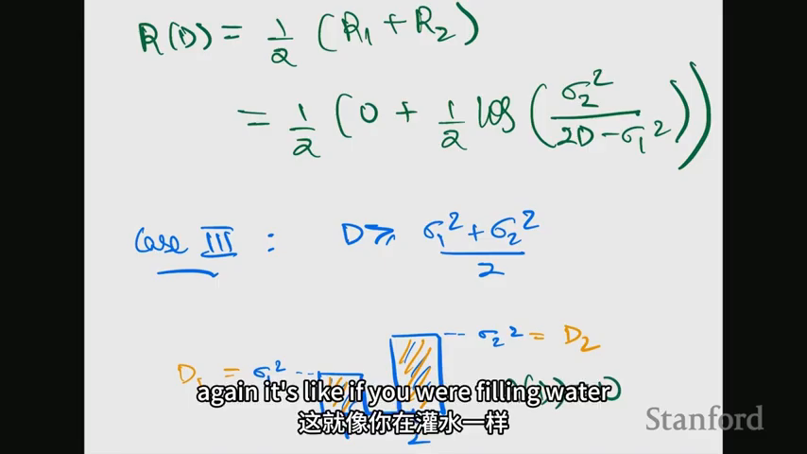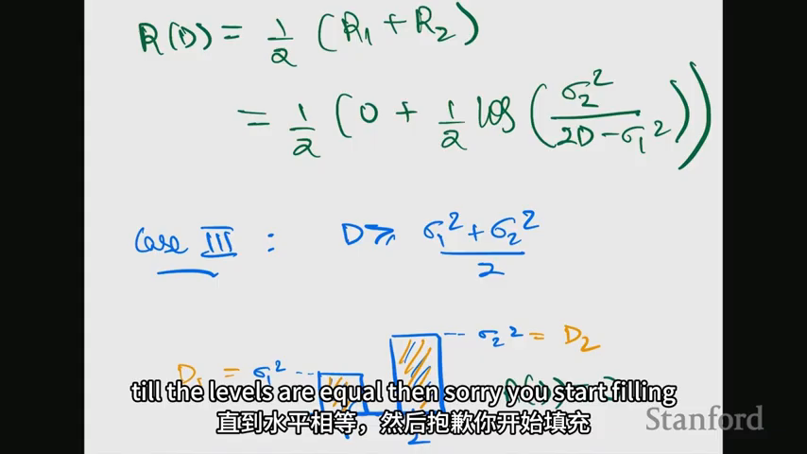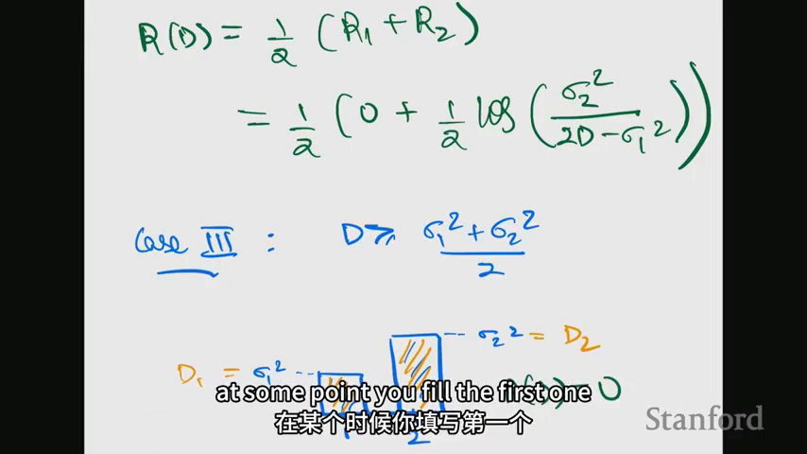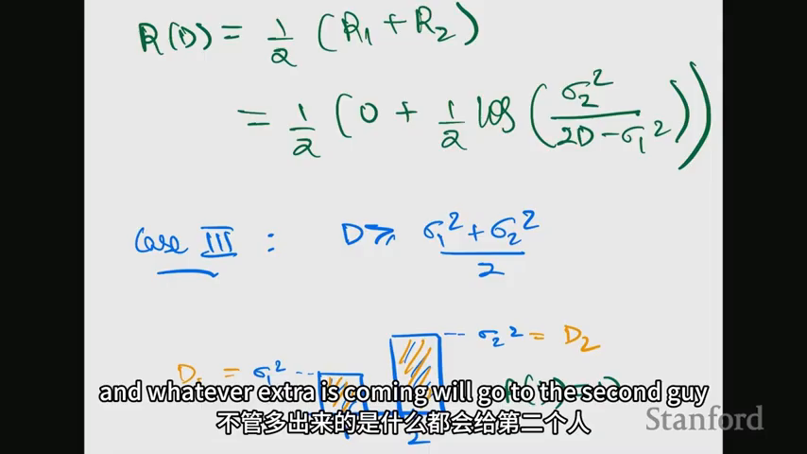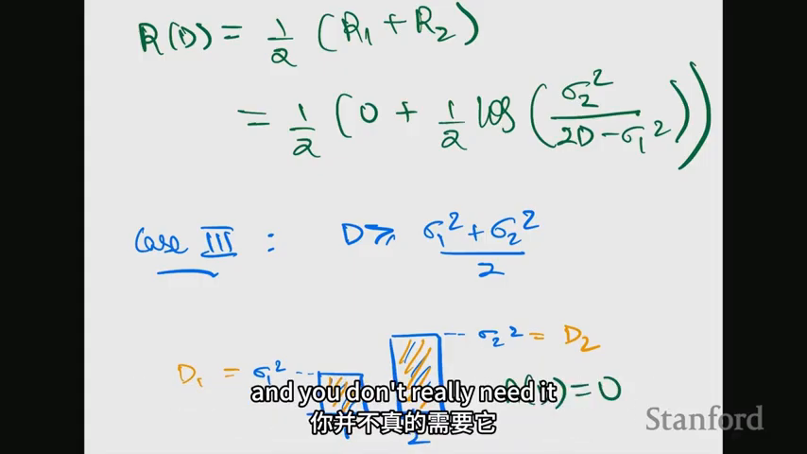Again, it's like if you are filling water, you fill the first one till the levels are equal. Then you start filling same levels, you are filling both these things. At some point you fill the first one, and whatever extra is coming will go to the second guy. After some point you're also going to fill up the second guy, and you don't really need it, right?